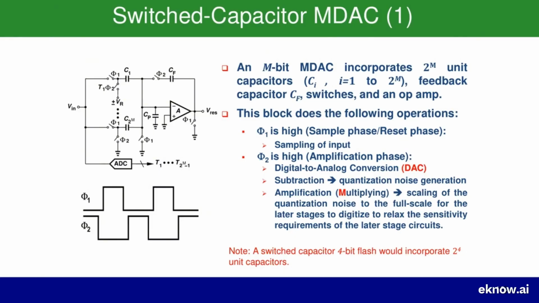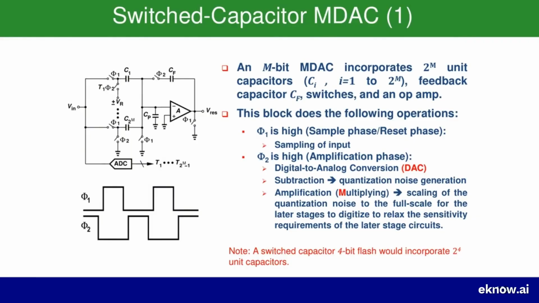For an M-bit stage, this circuit uses an array of 2 to the power of M unit capacitors. So, as the note at the bottom says, if we were building a 4-bit stage, like the 4-bit flash ADC we just saw, M would be 4 and we'd need 2 to the power of 4, which is 16 of these unit capacitors. It also has a feedback capacitor, CF, an op-amp, and a bunch of switches. The whole operation is controlled by 2 non-overlapping clock signals, phi1 and phi2, which you can see at the bottom left. The process happens in 2 distinct steps, or phases, dictated by these clocks.